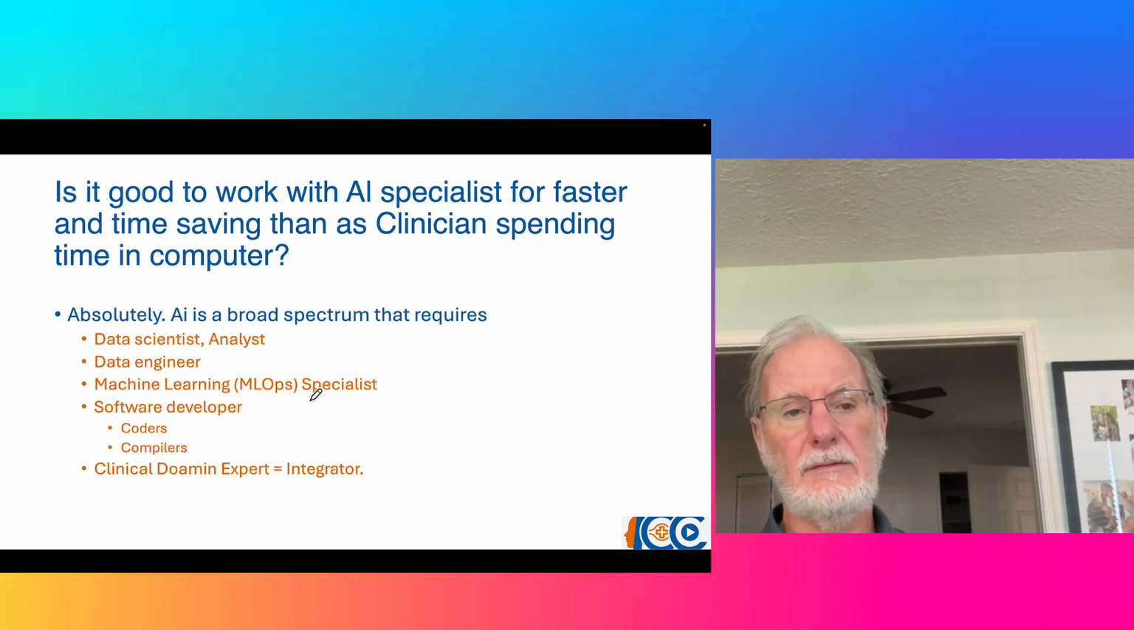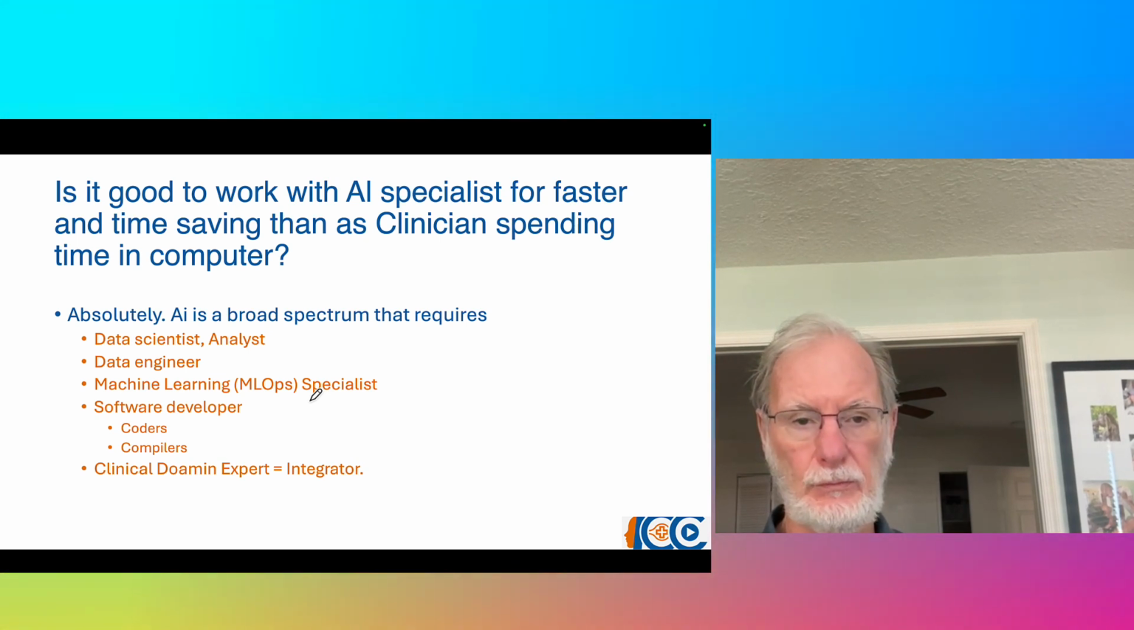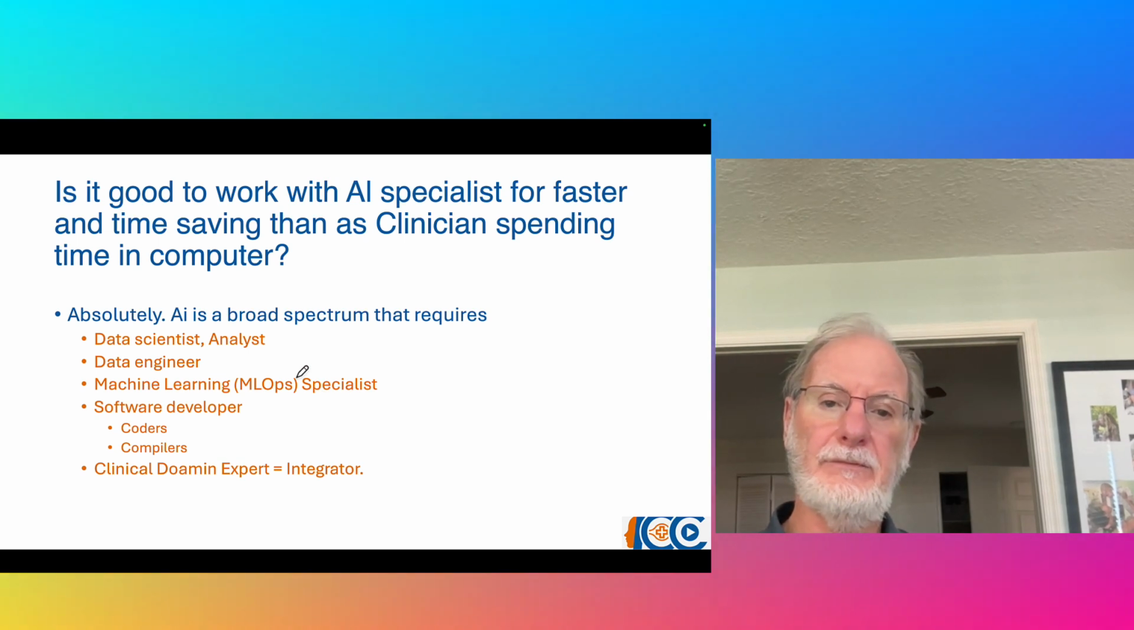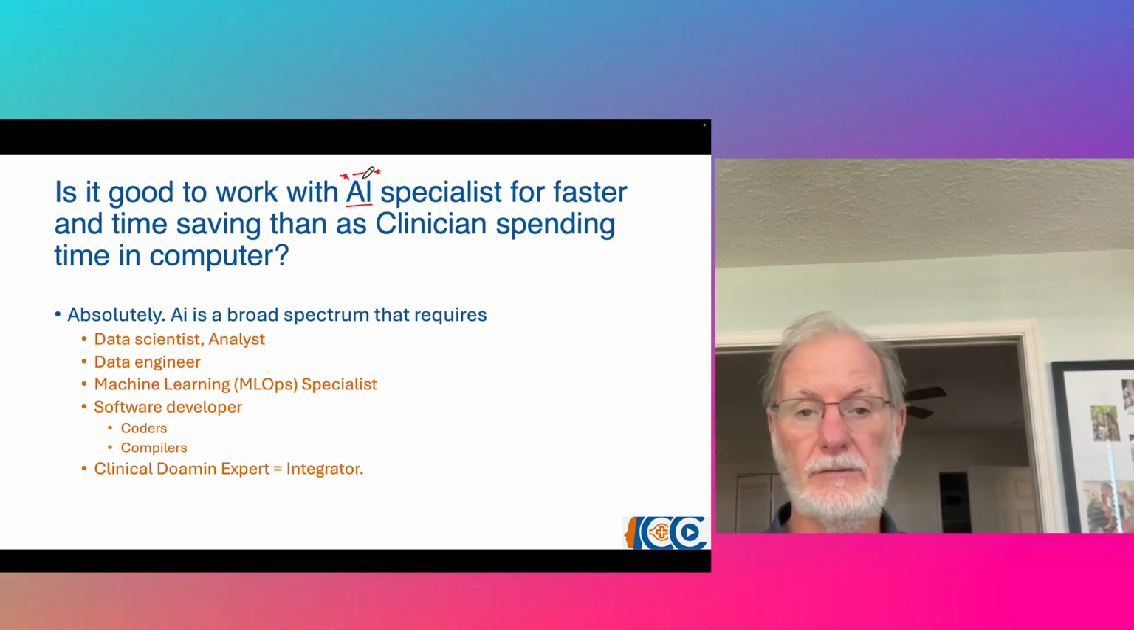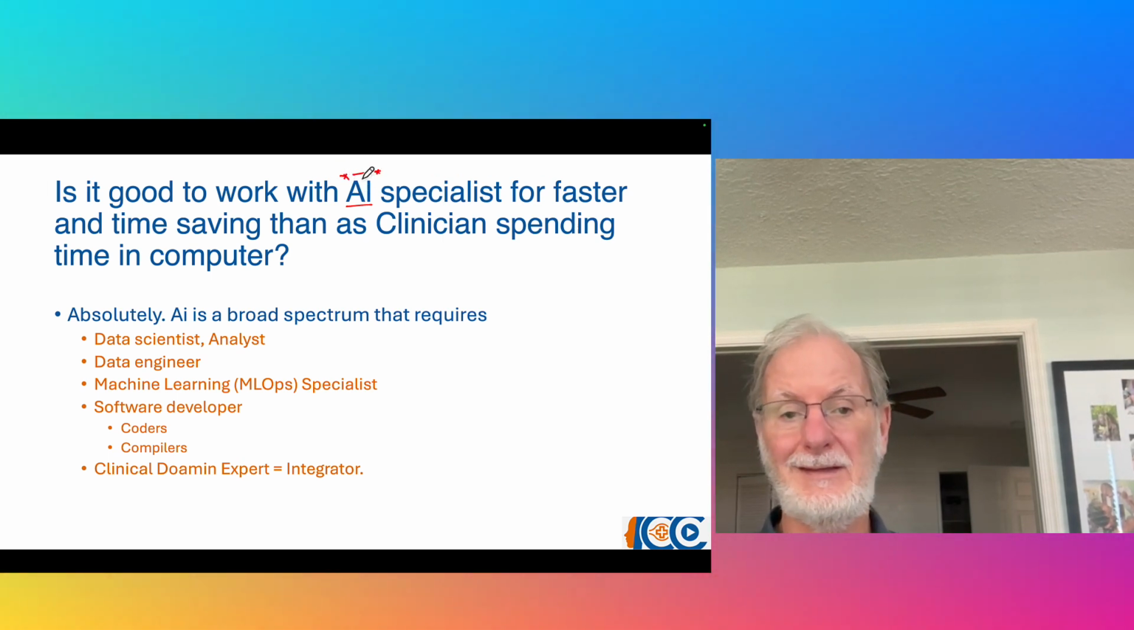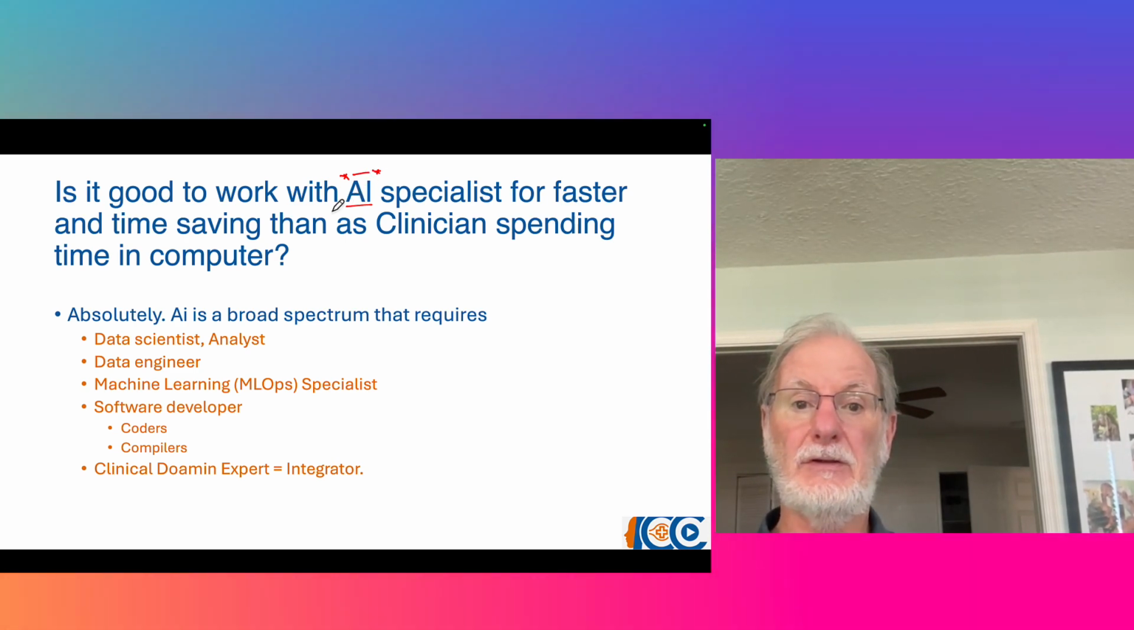Is it good to work with AI specialists for faster and time saving as clinicians spending time in computer? Absolutely. AI is a very, very strange word. People say, we put AI in iPhone, we put AI everywhere. So they make it sound like easy. It's not easy at all. It's very complicated, and it's very time consuming. And you need very specialized people.